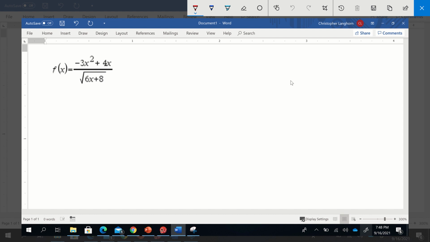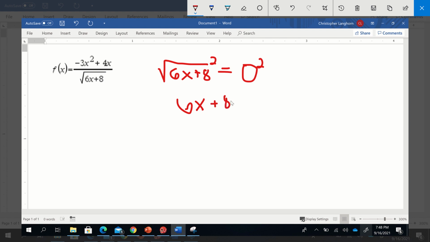So you take the bottom half and you set it equal to 0. So I'm going to say square root of 6x plus 8 is equal to 0. To get rid of that, square both sides, which is kind of normal. Square this side. Then I get 6x, because the square root goes away, plus 8 is equal to 0 still. And I put the 8 to the other side.